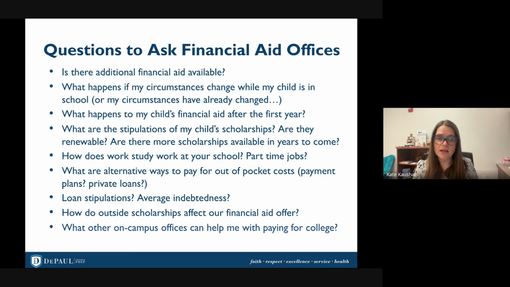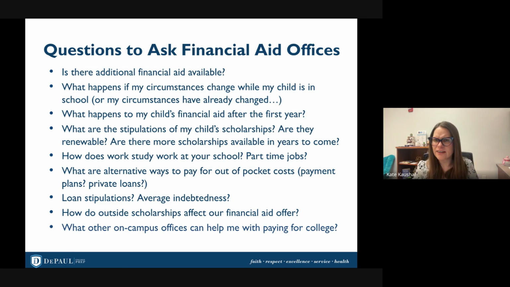How do outside scholarships affect financial aid offers? The only time I've seen this being a problem is when a student essentially has a full ride of free money and then they get a private scholarship, and then the college kind of uses that as a discount to take away a little of the free money that they gave. When students have some out-of-pocket costs still remaining, usually private scholarships don't affect that, but it's definitely a question you can ask.